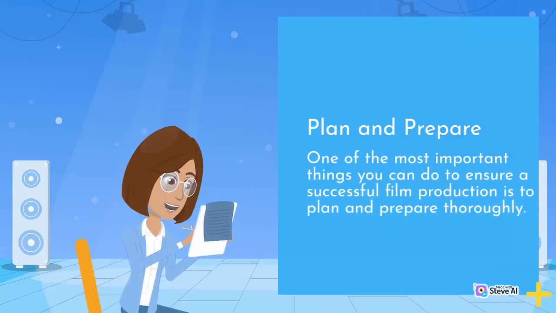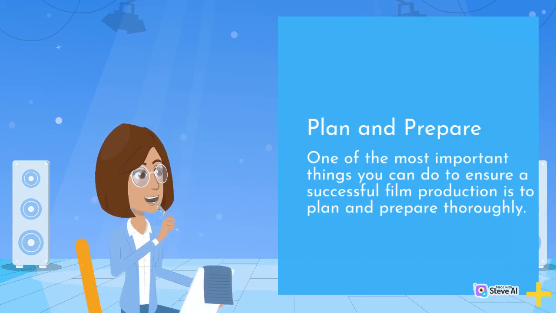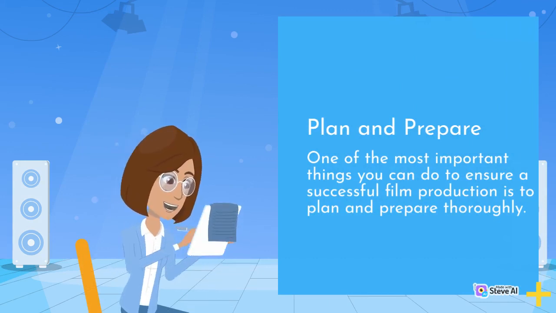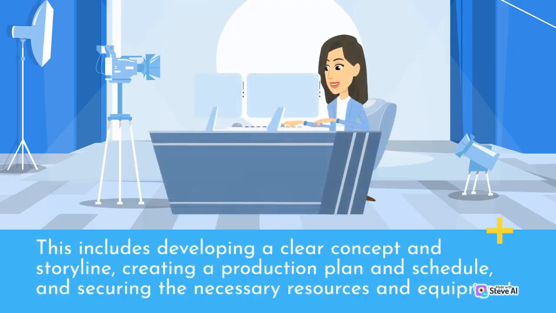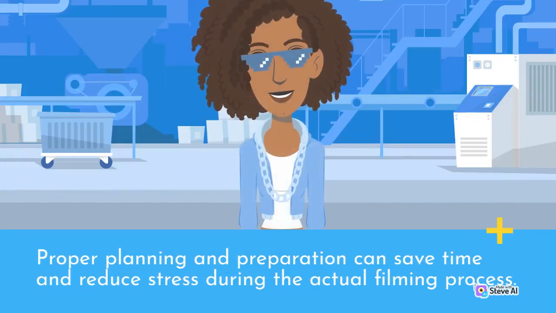Plan and prepare. One of the most important things you can do to ensure a successful film production is to plan and prepare thoroughly. This includes developing a clear concept and storyline, creating a production plan and schedule, and securing the necessary resources and equipment. Proper planning and preparation can save time and reduce stress during the actual filming process.